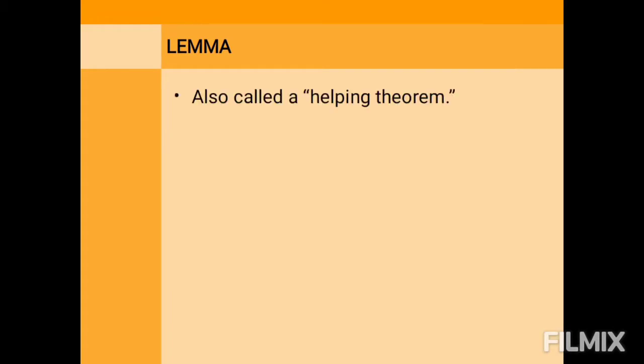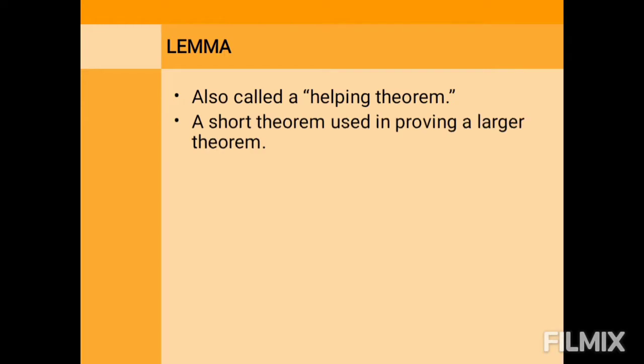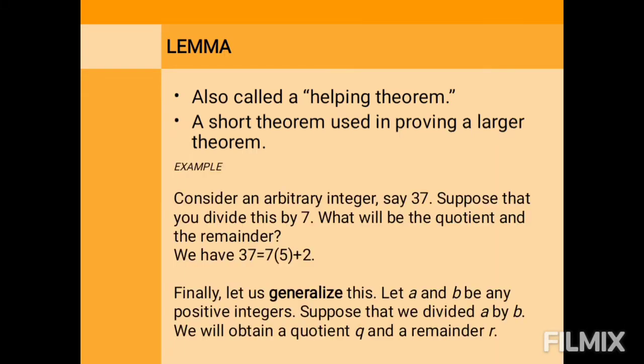Now let's see this lemma. The lemma is also called the helping theorem. A lemma is a short theorem used in proving a larger theorem. So we have the example. Consider an arbitrary integer. Say we have integer 37. Suppose that we divide this by 7. Then what will be the quotient and the remainder?